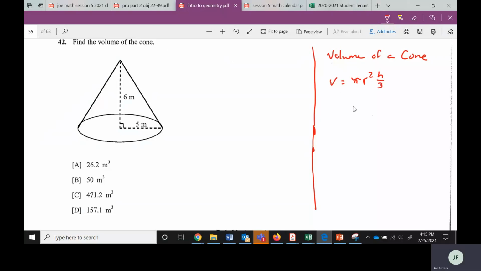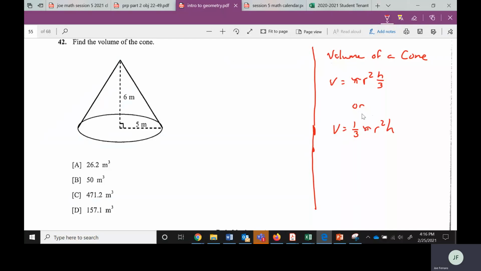Okay. That's probably the one I'm going to use. You could use this one also. So you could do everything the same that we did in the last one and then multiply it by 1/3. And that would also be the same thing.